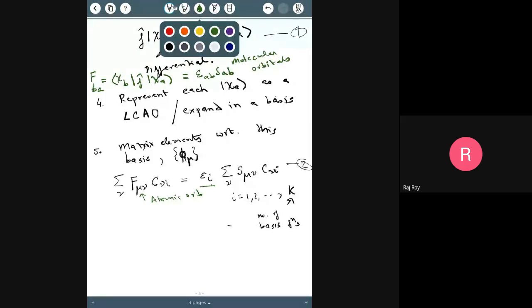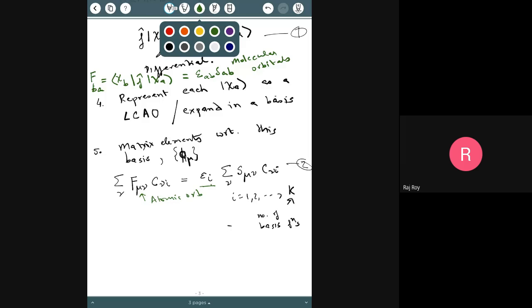In the actual computation, your F mu nu will be an input. That is what you need to compute before starting the computation. And once you get your spin orbitals, then you can construct F BA. Often in post-Hartree-Fock methods, when you include correlation, you will use F BA in the molecular orbital basis, and that will be called the Fock matrix there. That is an input for the post-Hartree-Fock methods, but for Hartree-Fock it is the output. So just be clear about that.